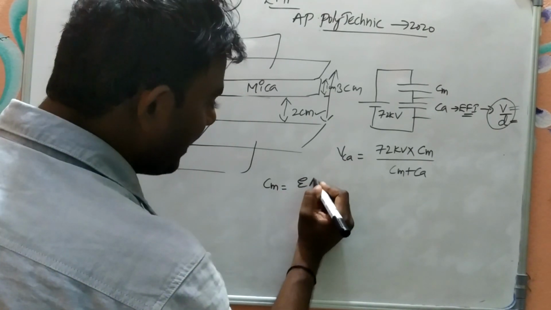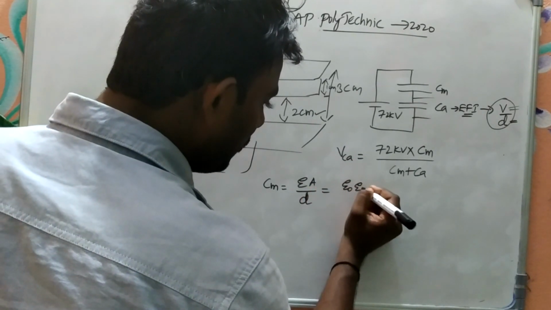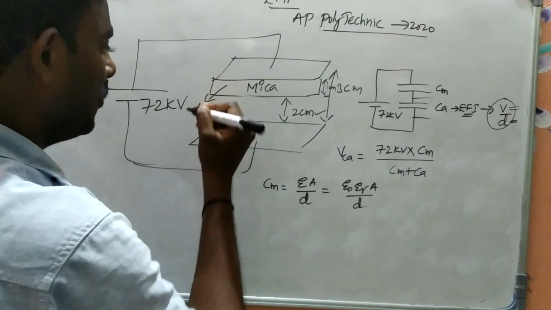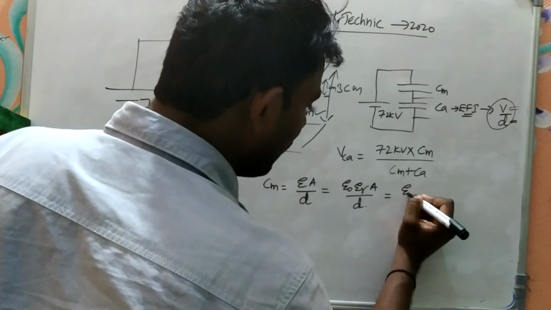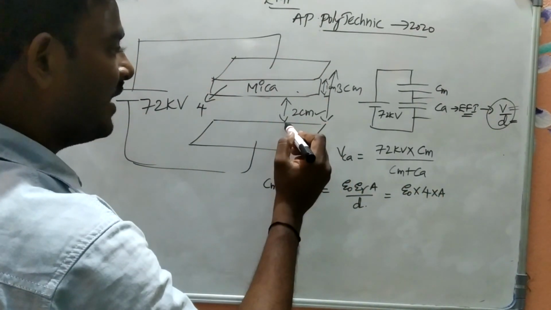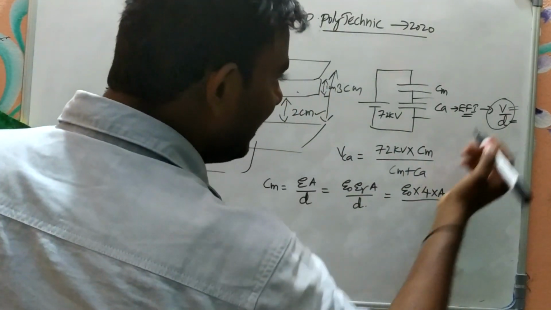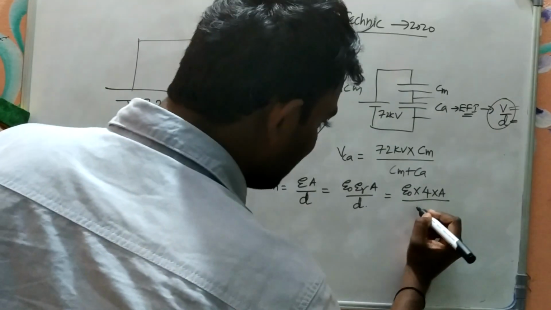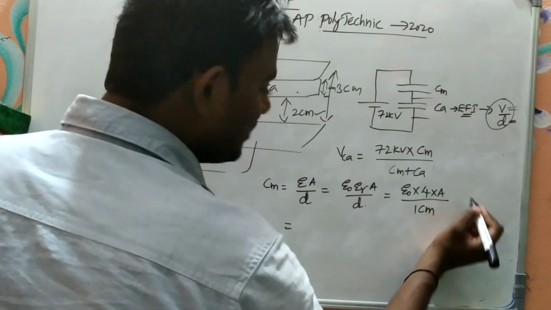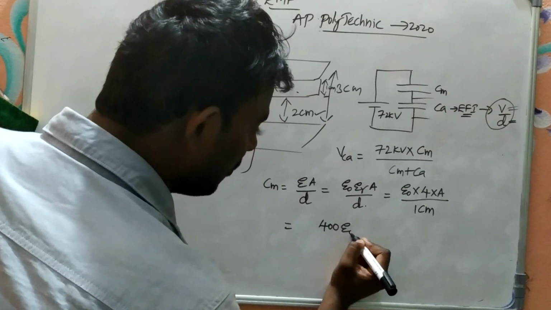It is epsilon A by D, the capacitance. What is epsilon? Epsilon naught into epsilon R, A by D. The relative permittivity of the mica is given as 4. So I can write epsilon naught into epsilon R, which is 4, into A. The area of cross section of mica as well as the air are the same, but the thickness is different. What is D? D is 1 centimeter, because the mica material has a thickness of 1 centimeter. If you send it to the numerator, you will get 100. So 4 into 100, 400 epsilon naught A.